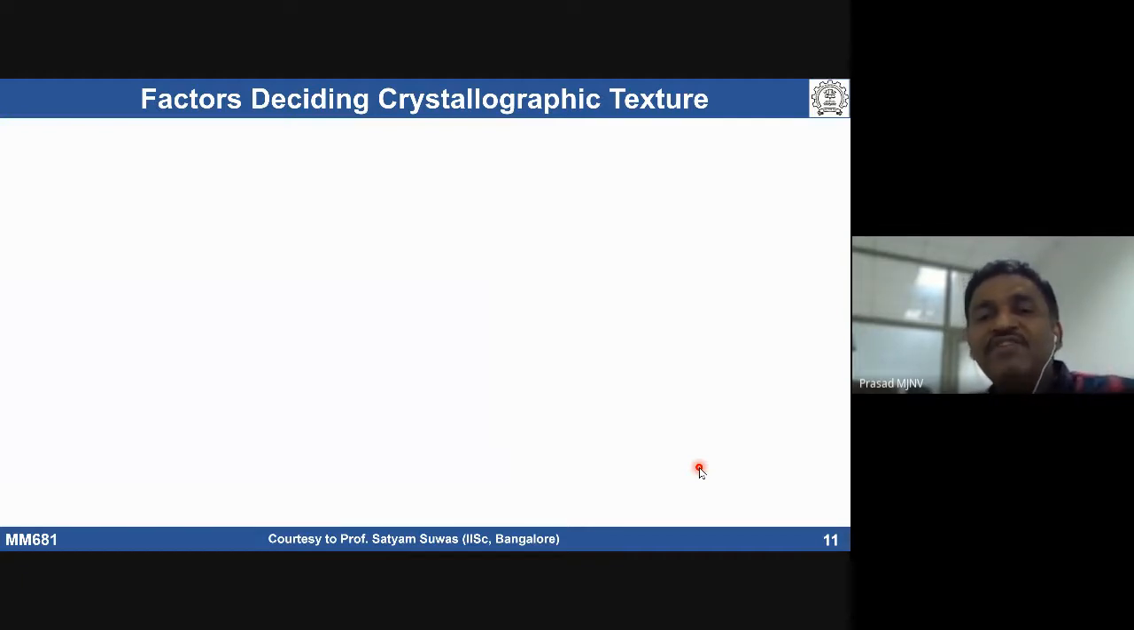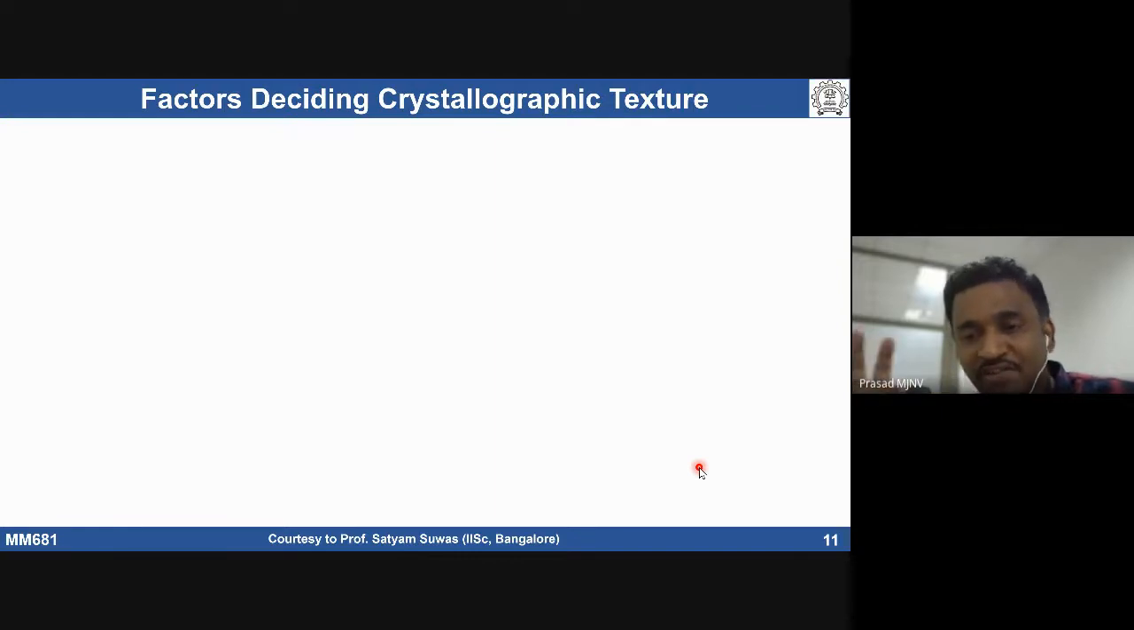Once you change a parameter of deformation, if you change the strain rate, the temperature, or the amount of strain, that can change the texture evolution. Even if we talk about stacking faults, low stacking fault energy and high stacking fault energy will not give the same type of texture. The texture is going to be different. I'm just giving an example.